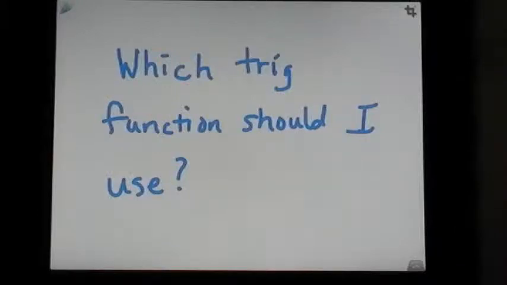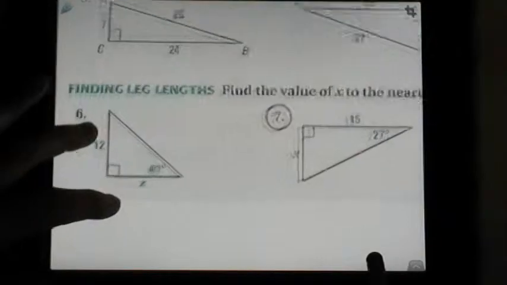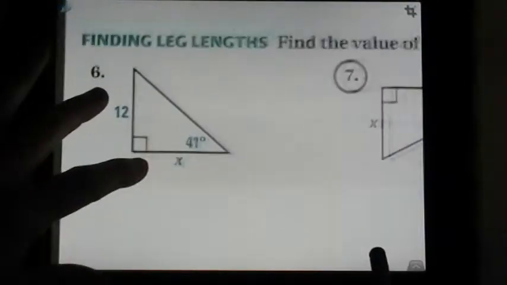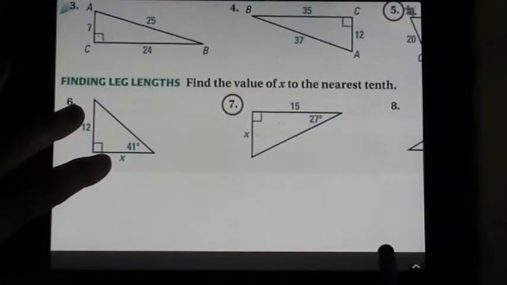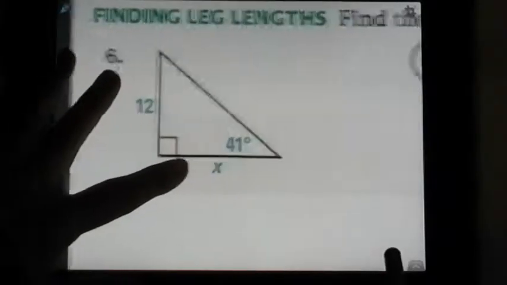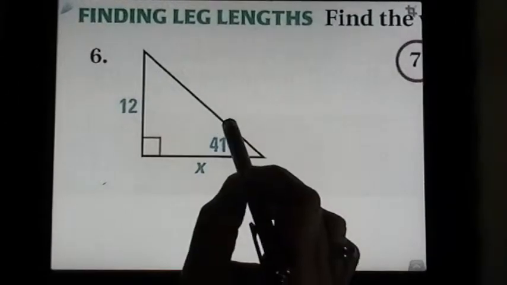Which trig function should I use? From chapter 7. Okay, this says to find the lengths, find the value of x to the nearest tenth. So we have a 41-degree angle here.